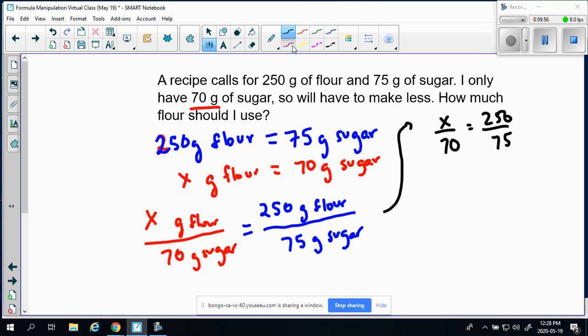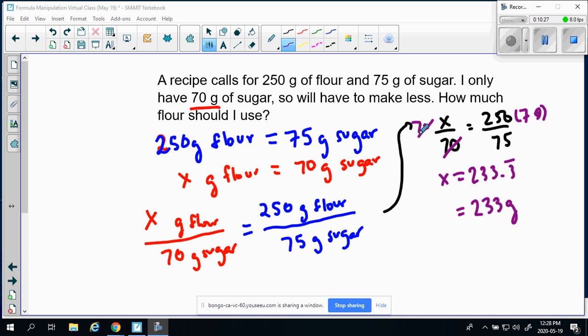So then in order to solve for x, we can multiply both sides by 70, and we can calculate that out. So 250 times 70 divided by 75, and I'm getting x is 233 repeating. So if this was a real recipe, I would say round to the nearest gram is close enough. So 233 grams. So the key to solving these proportional reasoning questions is you have the proportion that you know in blue and then your mystery proportion in red, and then you want to set those equal to each other.